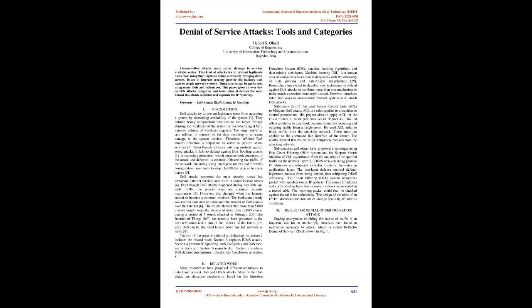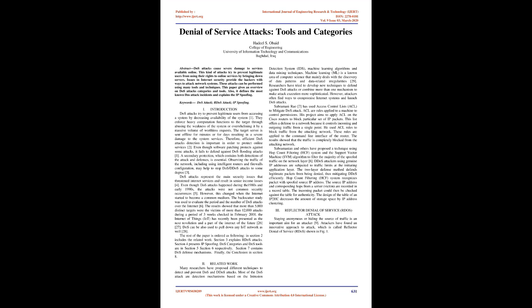Introduction. DoS attacks try to prevent legitimate users from accessing a system by decreasing the availability of the system. They force heavy computation functions onto the target by abusing a weakness of the system or overwhelming it with a massive volume of worthless requests. The target server is sent offline for minutes or for days, resulting in severe damage to the system services. Therefore, efficient DoS attack detection is important in order to protect online services too.